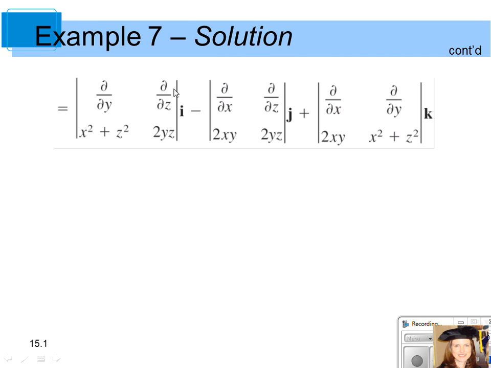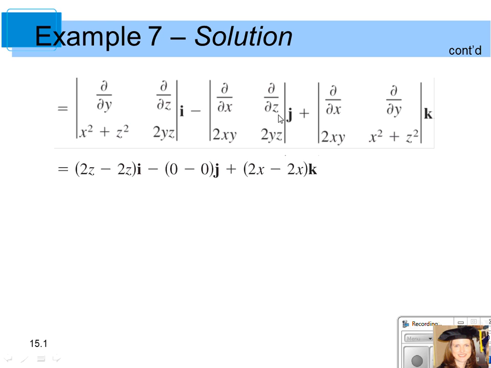So if we cover up the j and k columns, and we can cover up the i columns, you find the determinant of this matrix, find the determinant of this matrix, and those are going to be your components of the curl. If you take the partial derivative of this with respect to y, you get 2z. The partial derivative of this with respect to z, you also get 2z. When you subtract, you get 0.